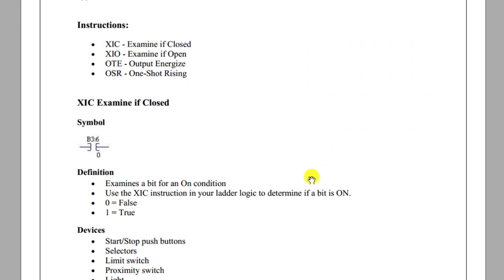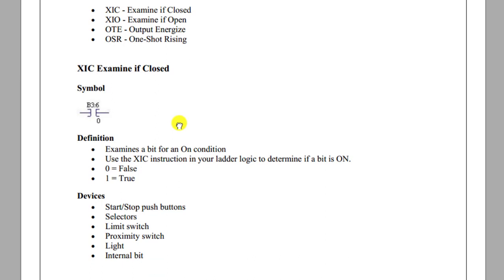So what are basically XIC, XIO, OTE and OSR? These are the symbols for examine if closed, examine if open, output energize and one shot rising. We'll work on them and examine how they are used in the circuits.